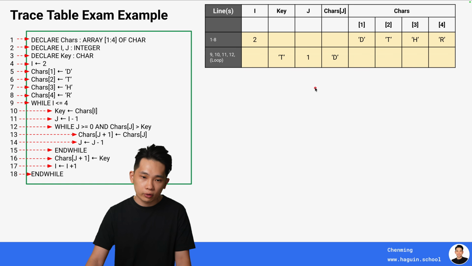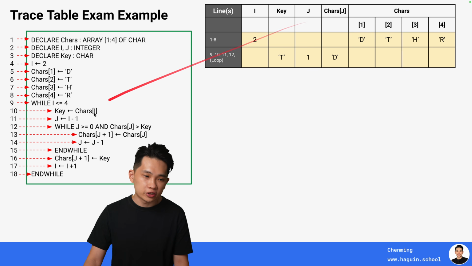So we will start from this 9, 10, 11, 12, which is the loop. So let's look at this. Line 9: while I is less than or equal to 4, so I is 2, so definitely we will go into this while loop. And then key is equal to char I, so key is equal to char 2. So char 2 is what? It's going to be t. And then j is equal to I minus 1, so 2 minus 1, we get 1.